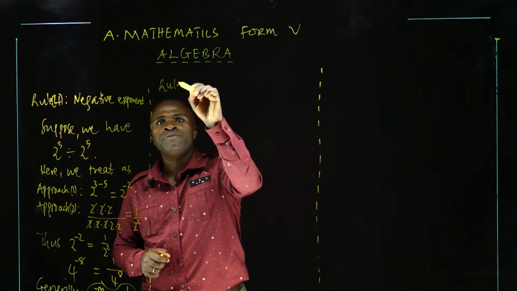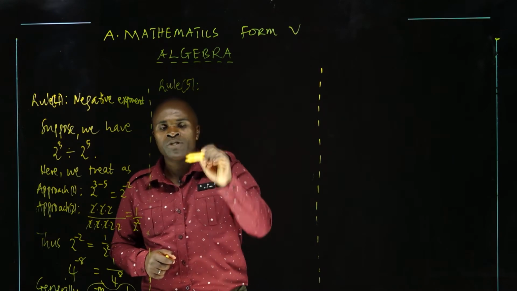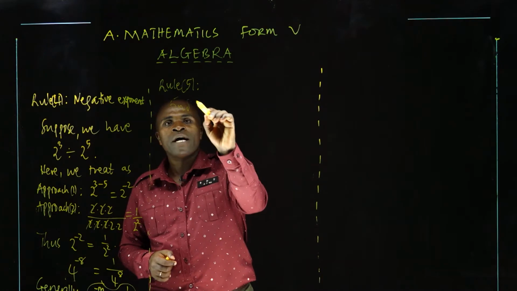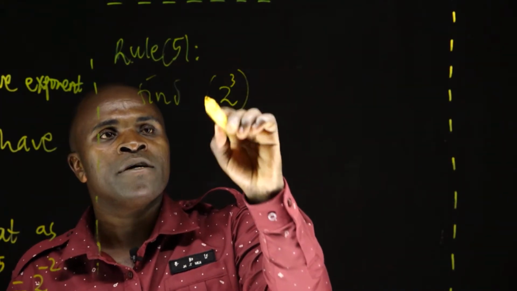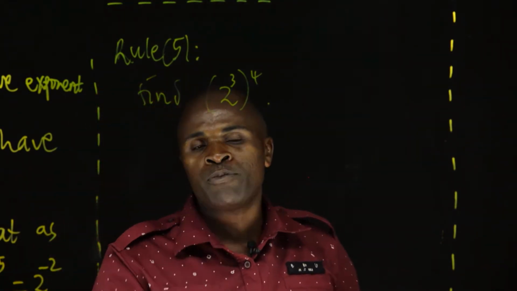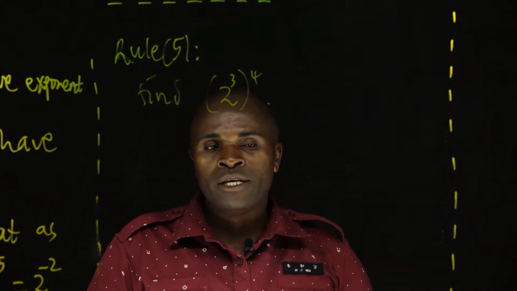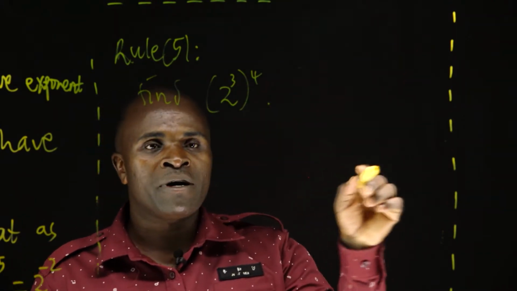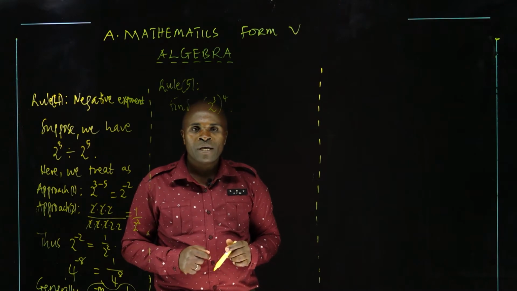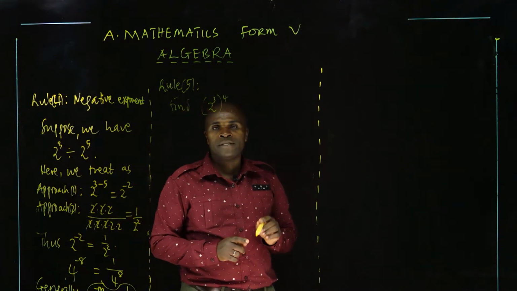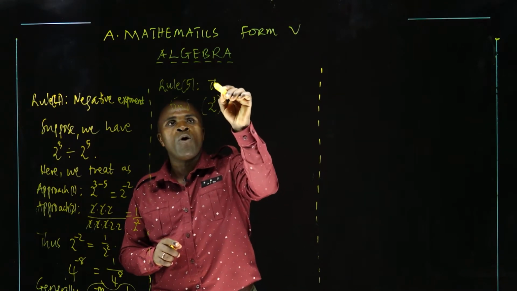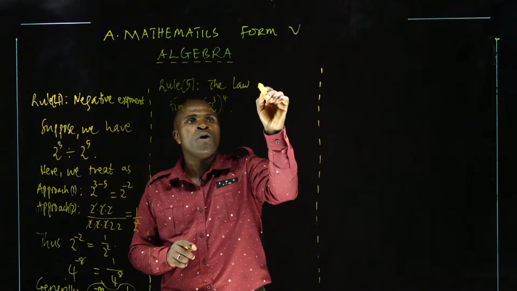Now let's check rule number 5. Here I'm going to pose it in question form. We say find 2 power 3 power 4, let's say. Class, how can you approach this question? Can you use any concept relating to rule number 1 to treat this one? How can you do this question? Checking carefully, you will realize that here we could come with the rule we call the law of power.